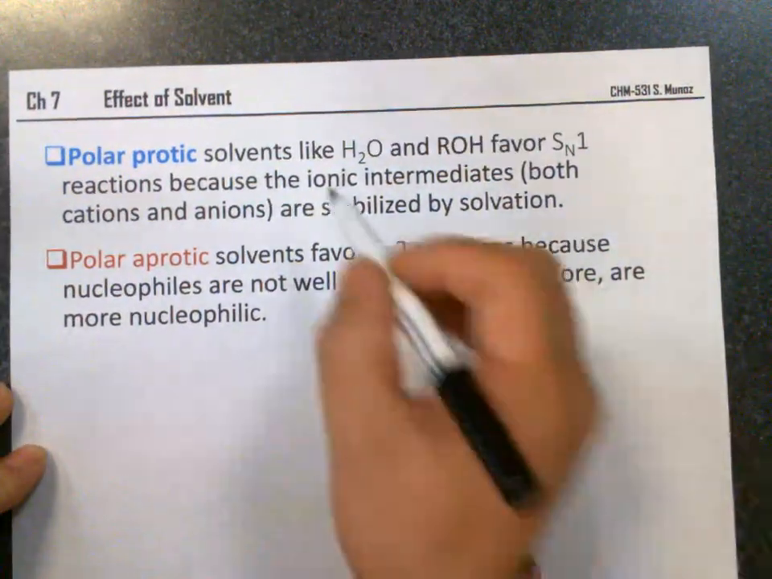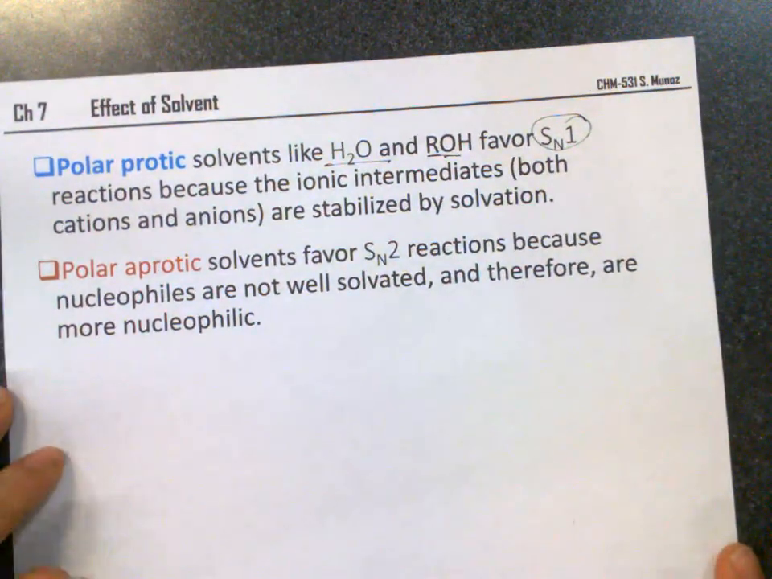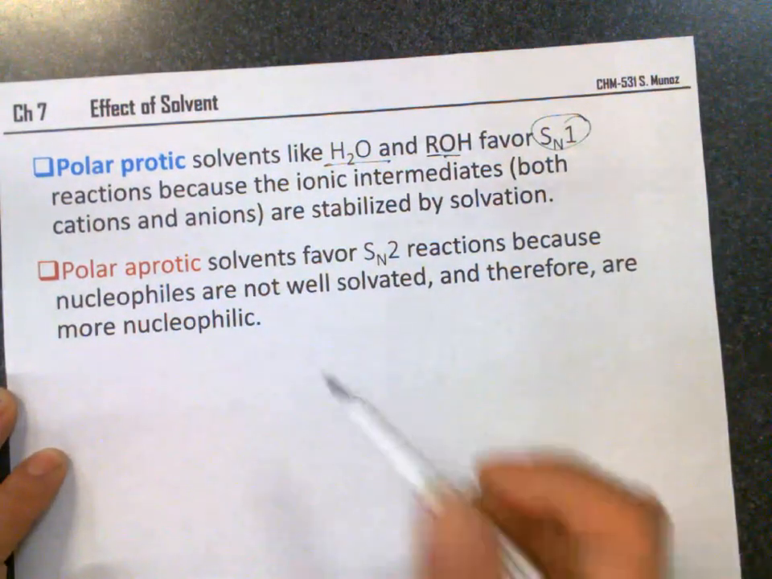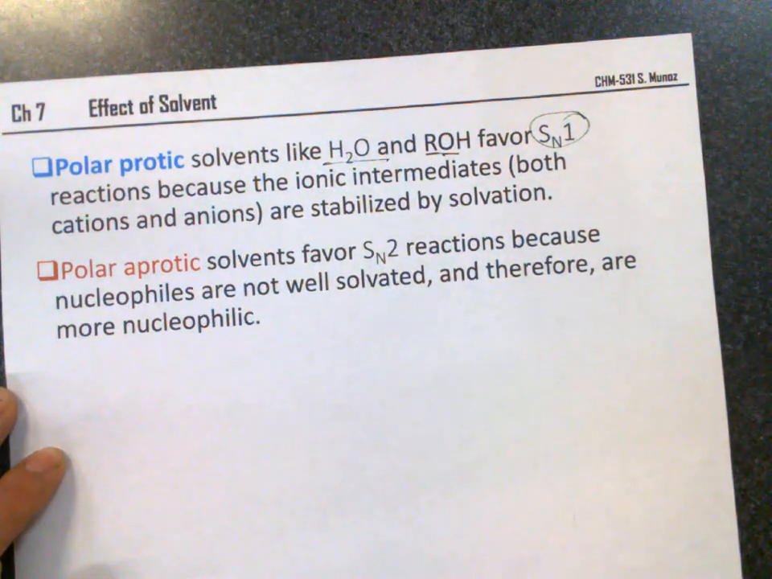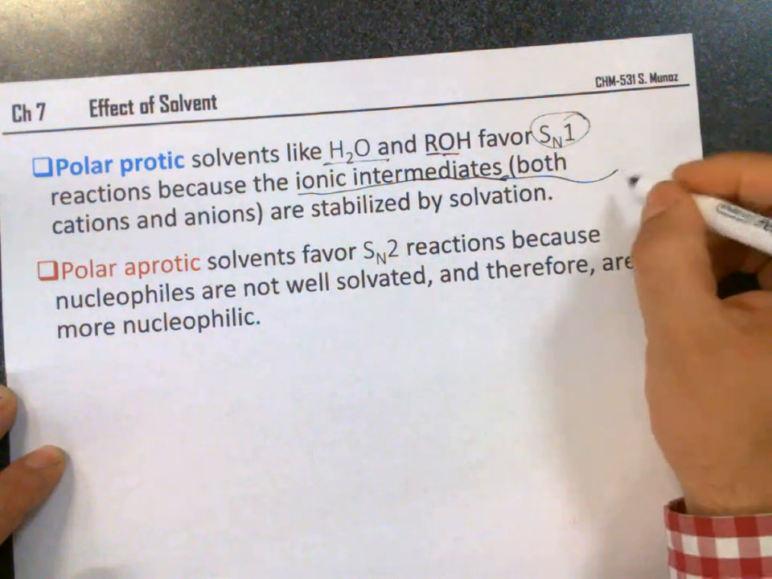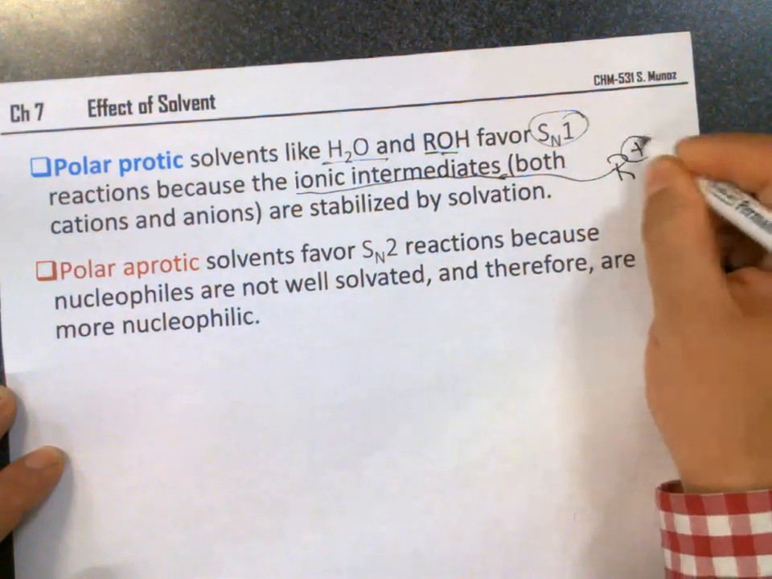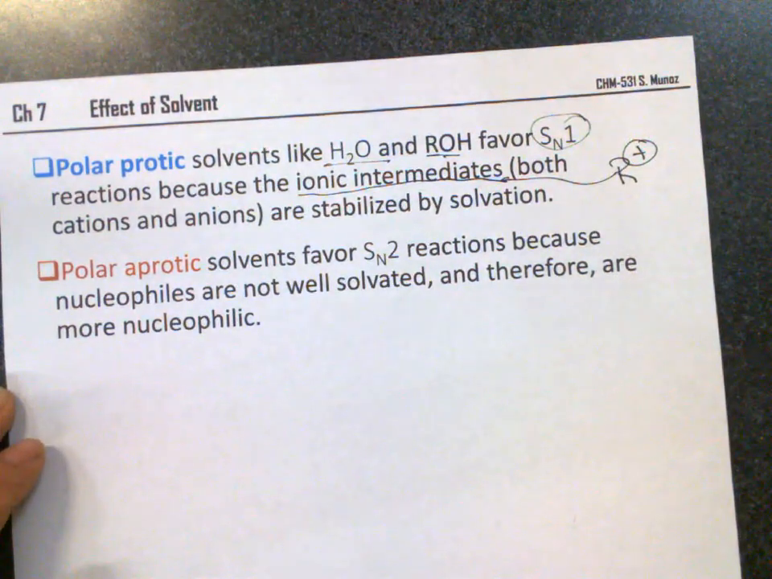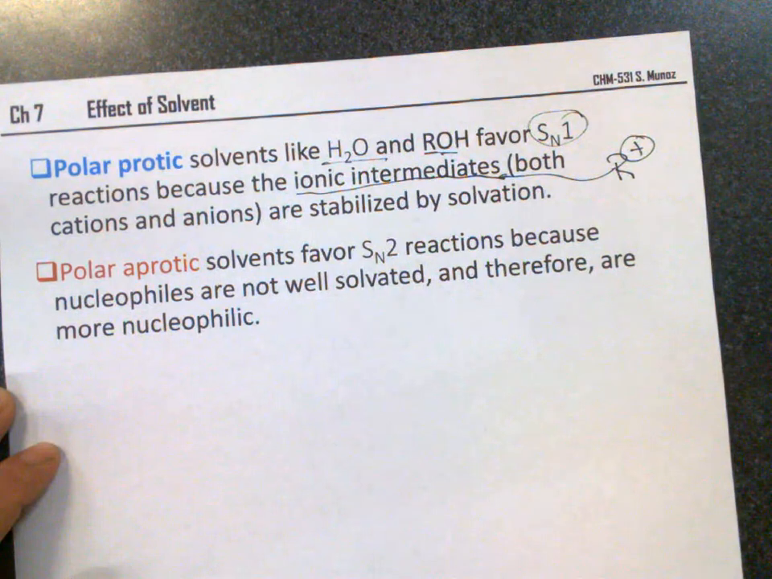Polar protic, like water and alcohols, they favor SN1. I already mentioned the reason why is they're able to solvate ionic intermediates. What is the ionic intermediate? What is that ionic intermediate? Carbocations, right? It's a cation. Isn't it ionic? Yes. So polar aprotic favor SN2.